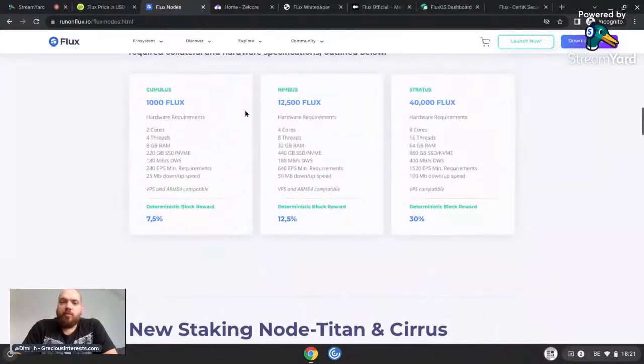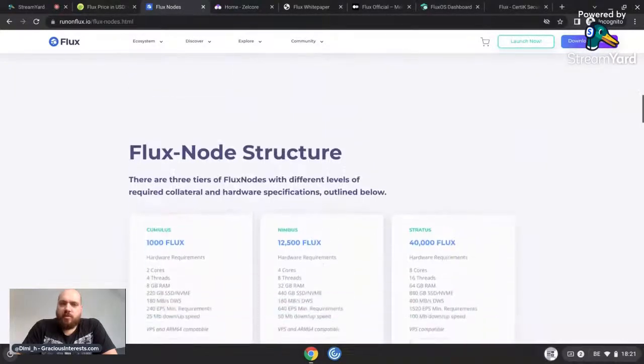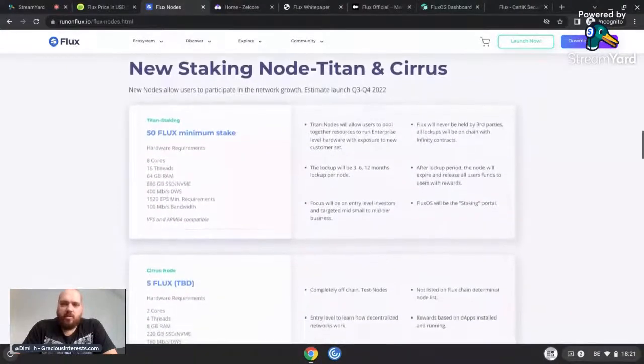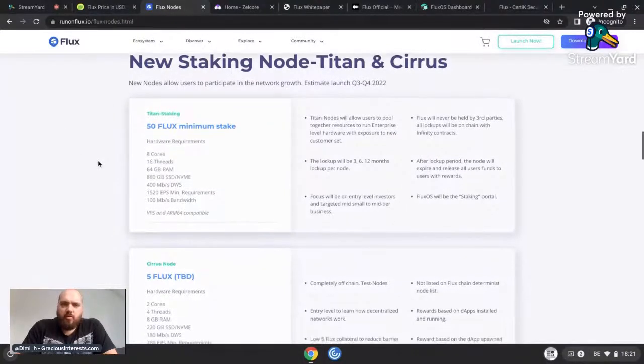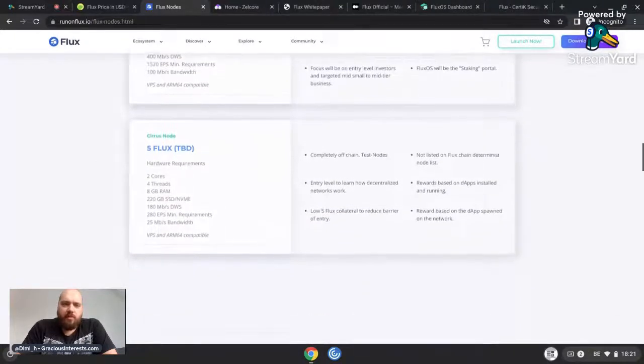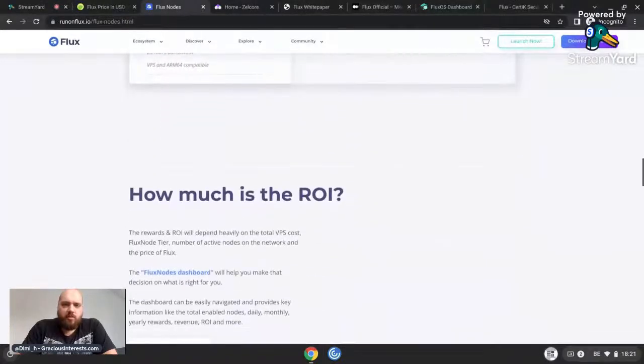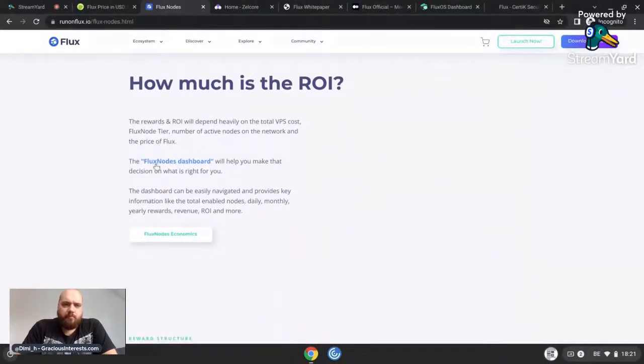But they are quite open on what to expect, depending on your course and the dedicated hashing power to their blockchain. So that's actually very nice. Staking nodes Titan and Cyrus, so it implies a launch in third quarter or fourth quarter 2022. So you might get staking nodes available here, which means low entry level, I'm assuming. Well, they are fair here.